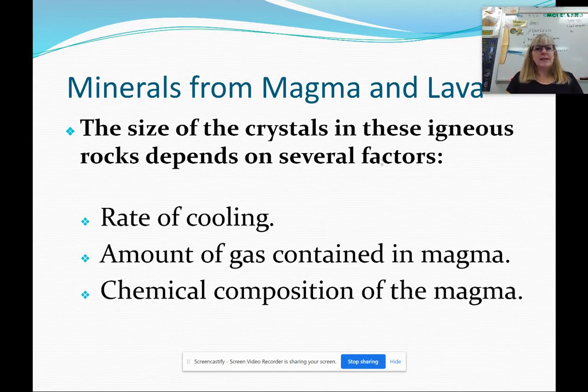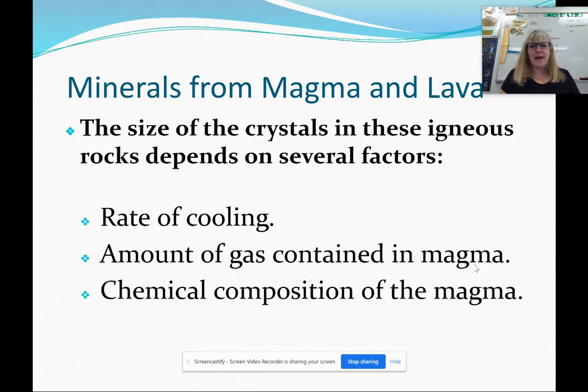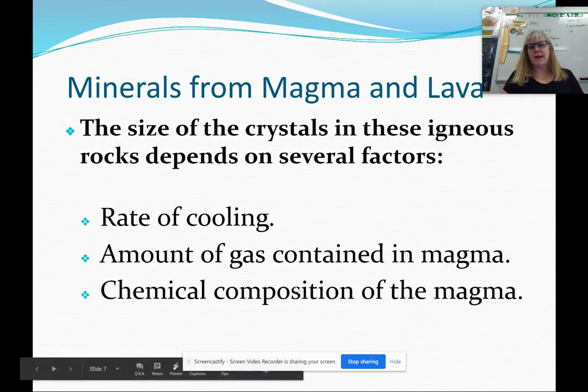The size of the crystal in these igneous rocks, and we are on to number 7 right now, depends on several factors. It depends on how fast they cool, the rate of cooling. And like I said, if it cools underground, it's going to cool more slowly and usually get bigger crystals. It also depends on the amount of gas that's dissolved in the magma. Most magmas will have gas, and that will determine how quickly it forms and how slowly it forms, and the chemical composition of the magma. So what are the minerals that the magma is made up of? Obviously, that is a huge factor in what kind of crystals we're going to get.